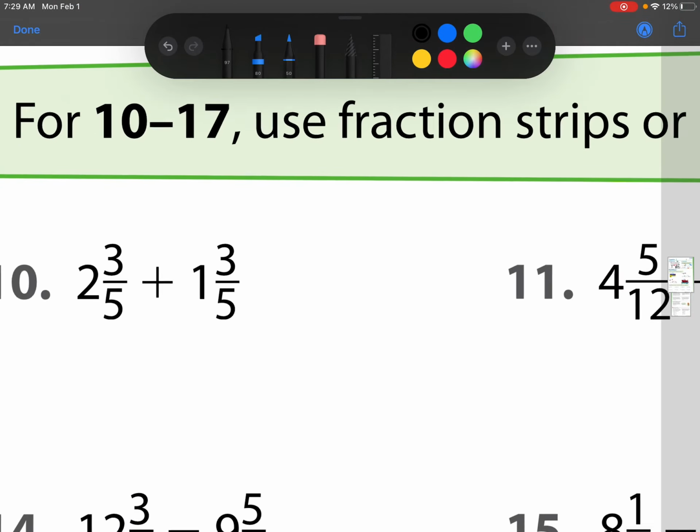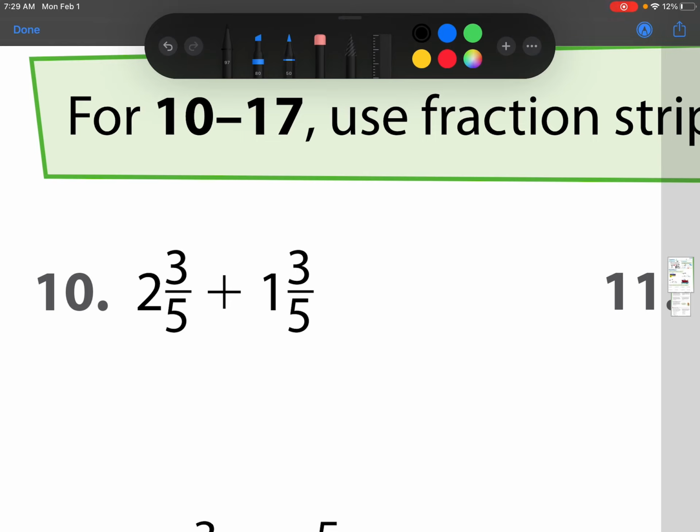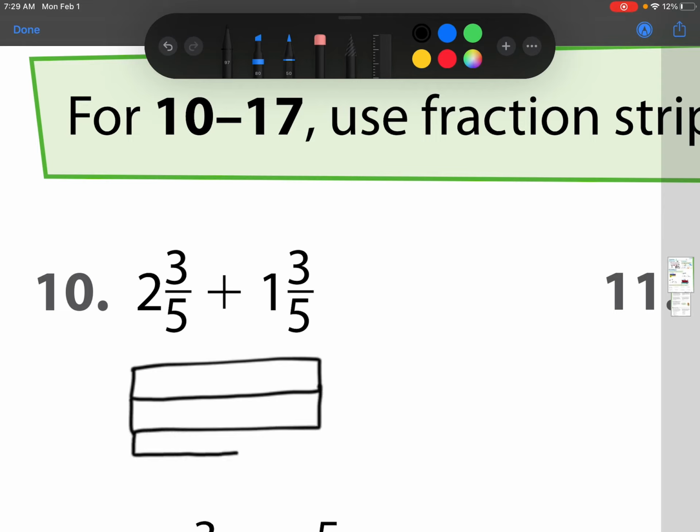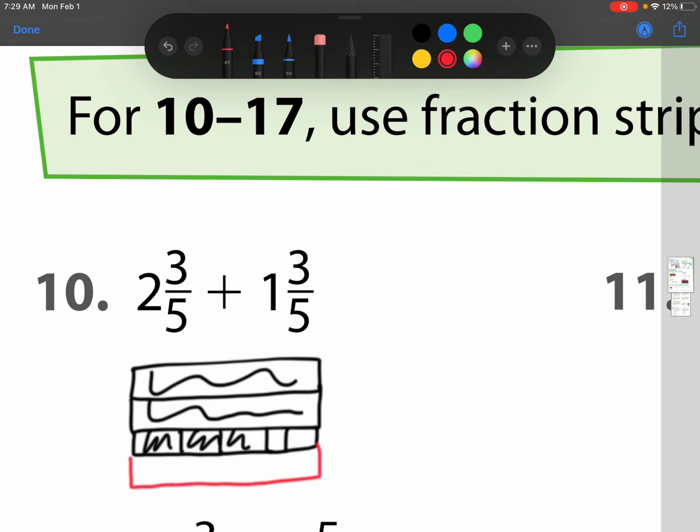Okay, number 10. So what do we have here? Well, here we have 2 wholes, 1, 2 wholes, and 3/5. So we have this much right here. And we're adding what? We're adding 1 whole and 3/5. So we're adding another 3/5 to this. 1, 2, 3, 4.